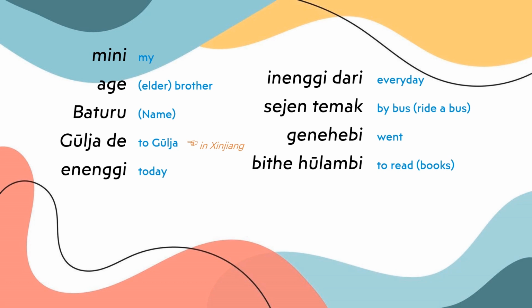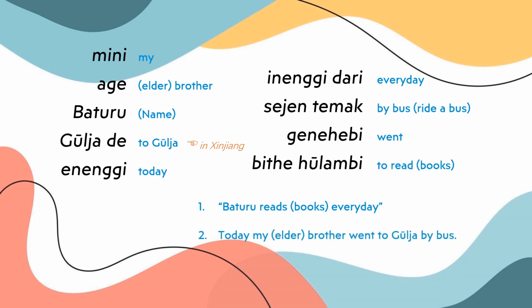Then I'll ask you to translate these two sentences into Manchu. Number 1, Baturu read books every day. Number 2, today my brother went to Gurja by bus. Of course you can pause here for a while to think, but I will just go ahead.